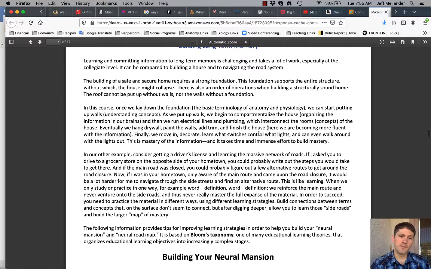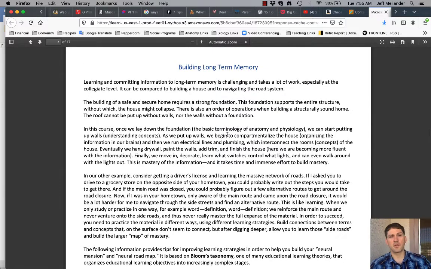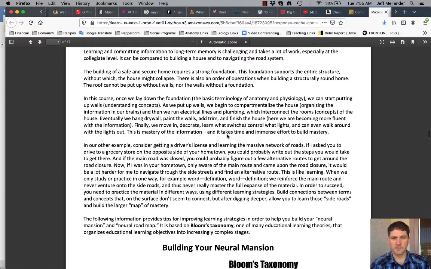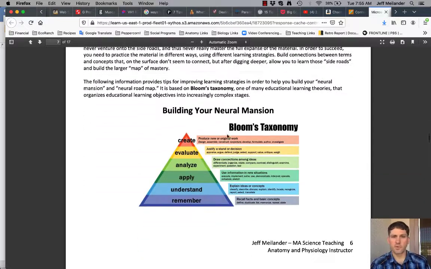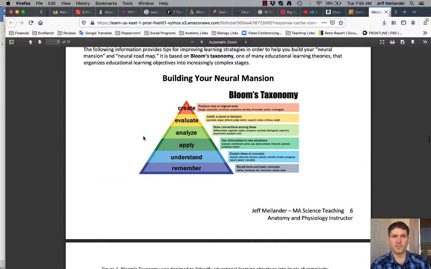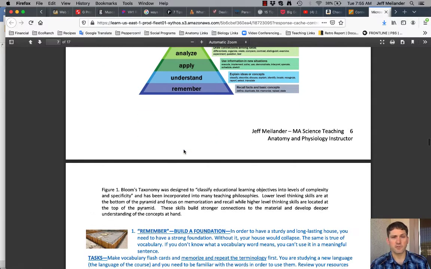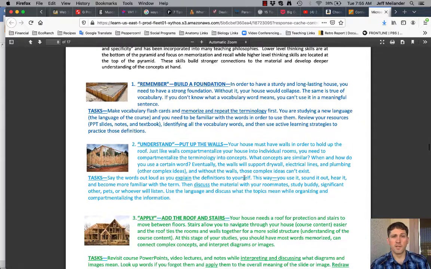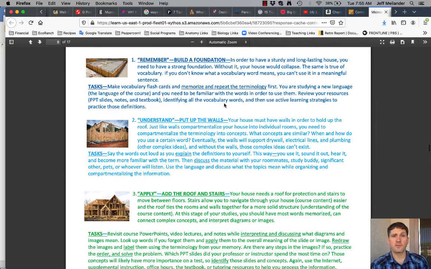So, and then this is a little bit of information about building long-term memory. I've got some examples in here that you can read through, but again, it's built off of Bloom's taxonomy, and I call it building your neural mansion, right? So, in order to be a really strong learner and to be able to apply concepts, well, you have to memorize, right? And so you have to have a really strong foundation, just like a house needs a really strong foundation.